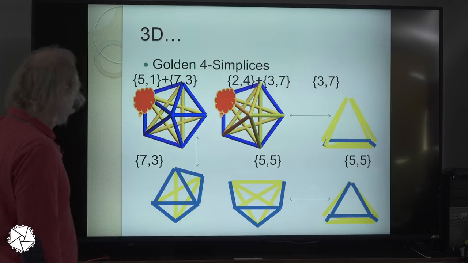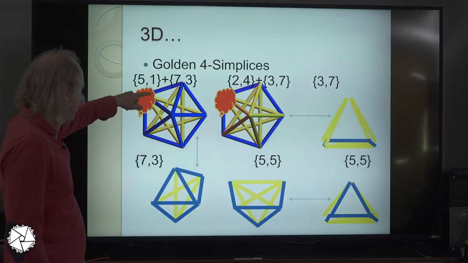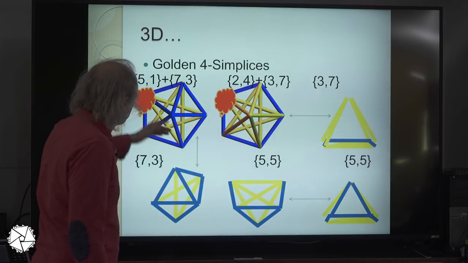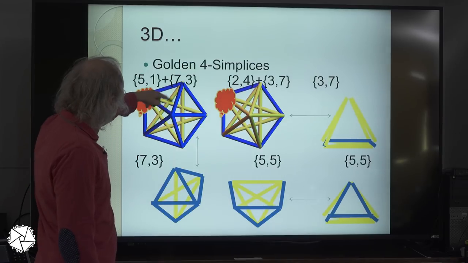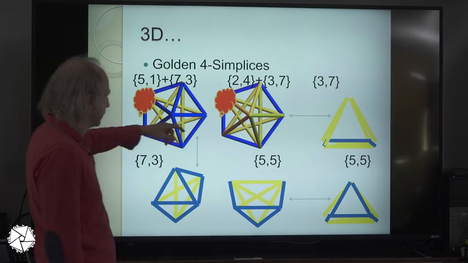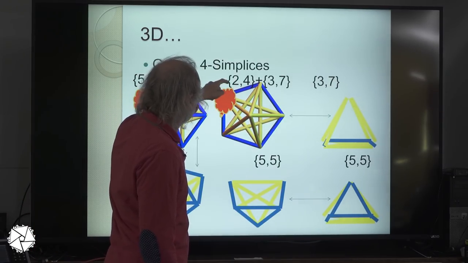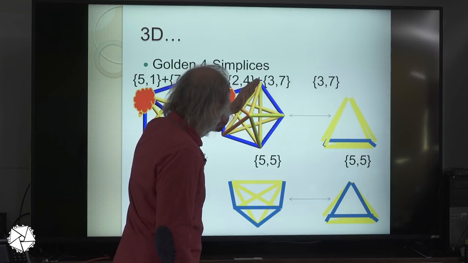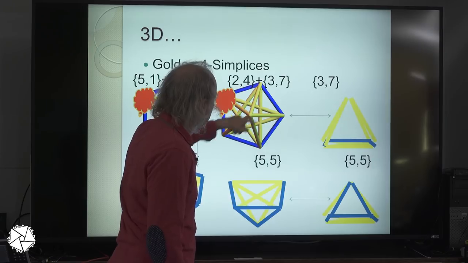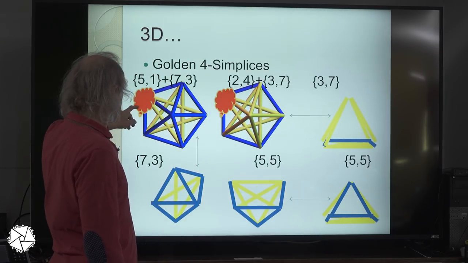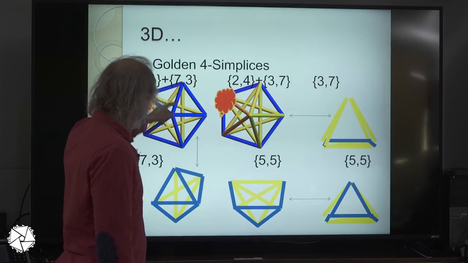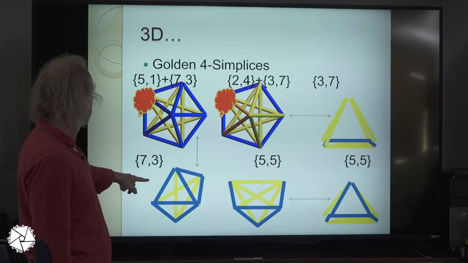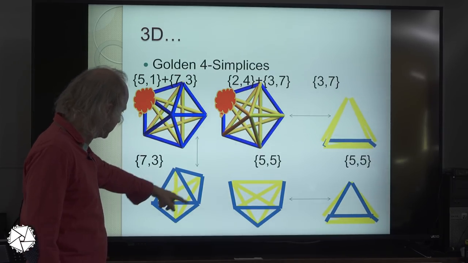Then we can decompose them into 4 simplices by removing one of the vertices, this one, and then I get here a 7-3 4 simplex, and here a 5-1 golden tetrahedron that I removed. In this case, I removed the 2-4, with 2 blue and 4 yellow tetrahedron, and what remains is a 4 simplex, which is 3 blue and 7 yellow. And then, the 7-3 here, I can again remove one vertex, this one. And then I get this.